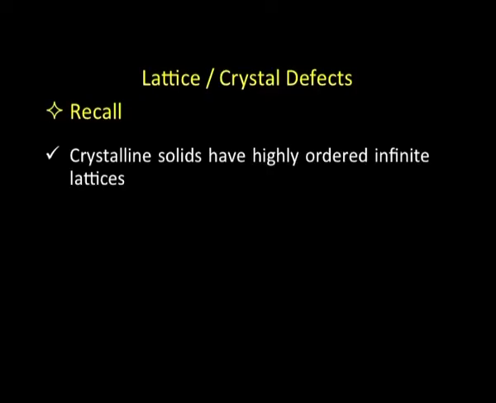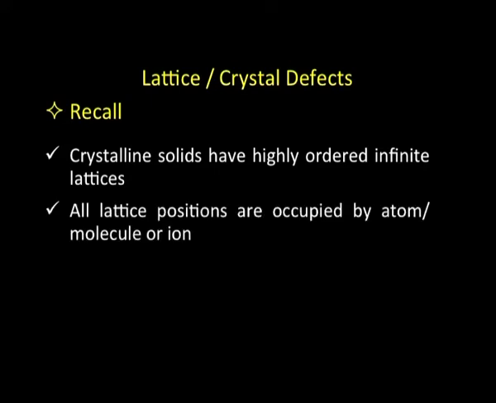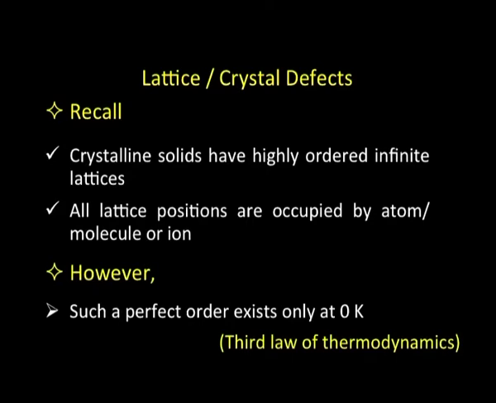Let us recall what we learnt in the solid state, that any crystalline solid has a highly ordered infinite lattice. That means all the lattice positions are occupied by either atoms, molecules or ions, and we expect it to be a highly perfect system. However, such a perfect order exists only at 0 Kelvin, as per the third law of thermodynamics. That means a perfect crystalline solid can occur only at absolute 0 temperature, which actually is not possible. So, in principle we do not have perfect crystalline solids ever.